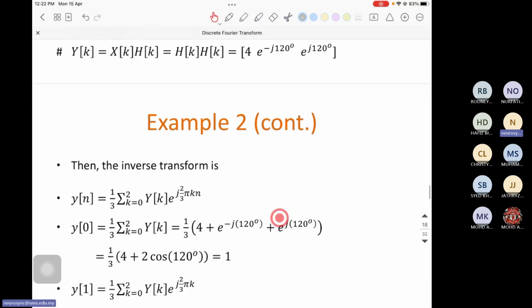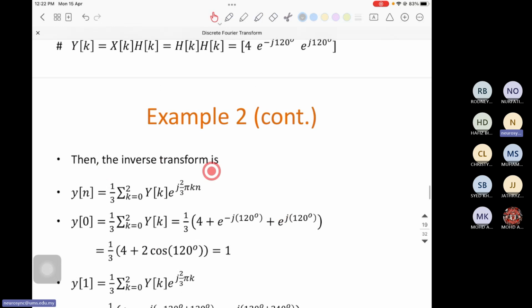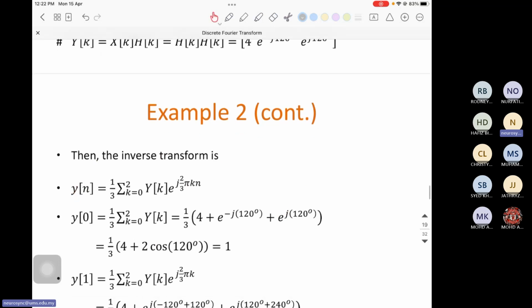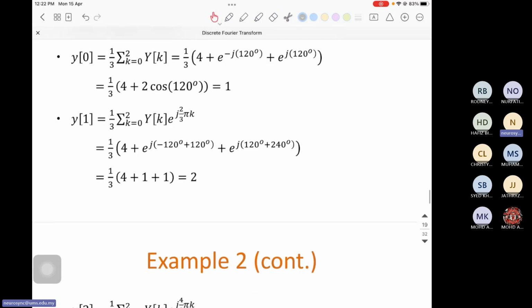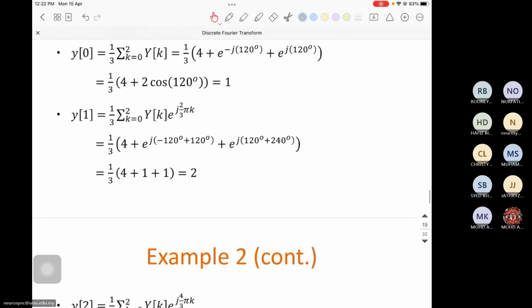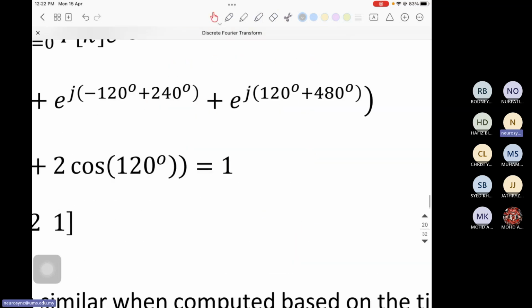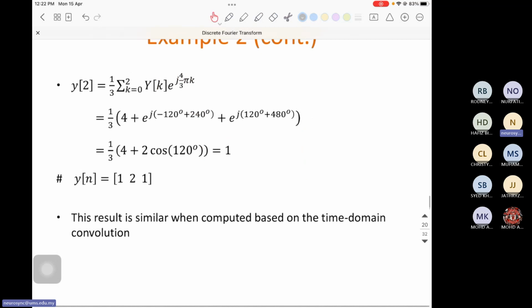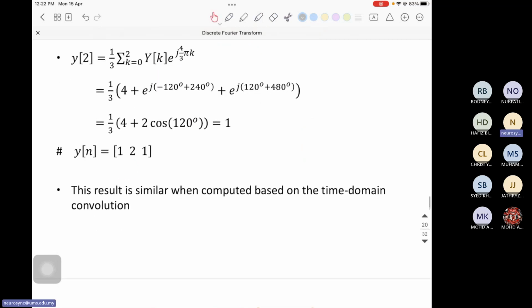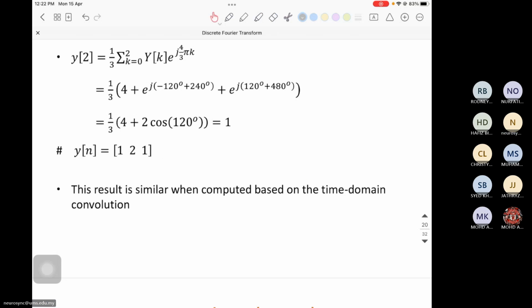Okay. Now if you do the inverse transformation to get back the value y of n, and if you find y of n here, you will get 1, 2 and 1. Okay. So the final answer is 1, 2, 1, which is the correct one. So here, when we have chosen n equal to 3, we are getting the correct answer. And if the sample size n is less than 3, we are getting the wrong answer. Okay, so we are getting the same result even in the frequency domain computation.